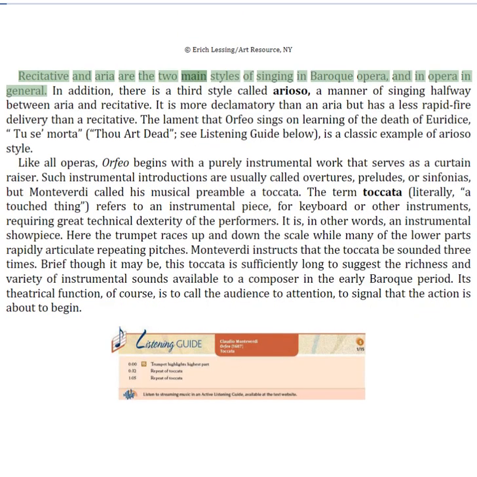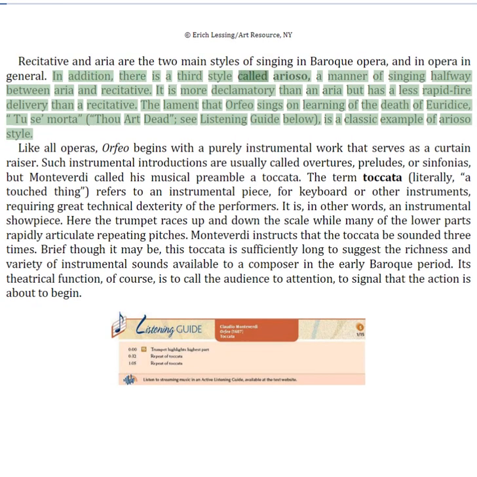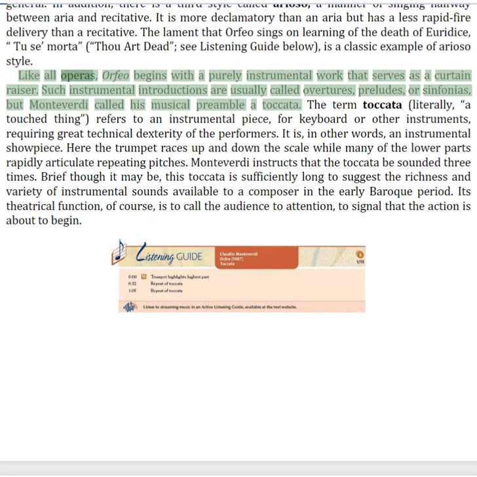Recitative and aria are the two main styles of singing in Baroque opera, and in opera in general. In addition, there is a third style called arioso, a manner of singing halfway between aria and recitative. It is more declamatory than an aria but has a less rapid-fire delivery than a recitative. The lament that Orfeo sings on learning of the death of Eurydice, Tu se' morta, is a classic example of arioso style. Like all operas, Orfeo begins with a purely instrumental work that serves as a curtain raiser.